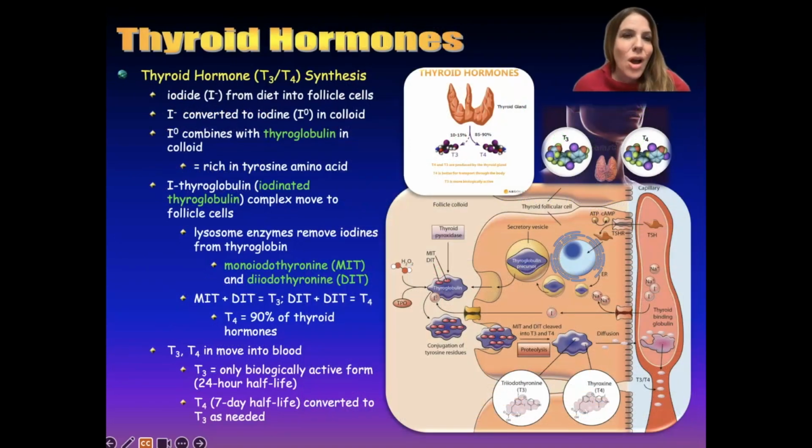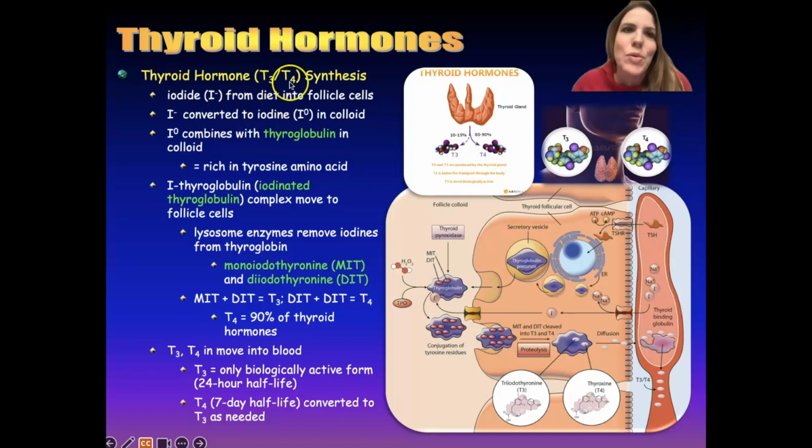So now let's talk about how these thyroid hormones, T3 and T4, are actually synthesized. And it's a little complicated, but we're going to try to break it down and make it make sense. So you know the thyroid hormones are T3 and T4, and you know that iodine is involved with those. So T3 has 3 iodines on it, and T4 has 4, as we mentioned before.